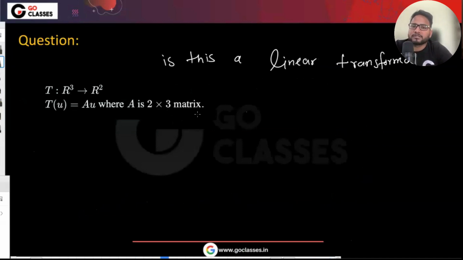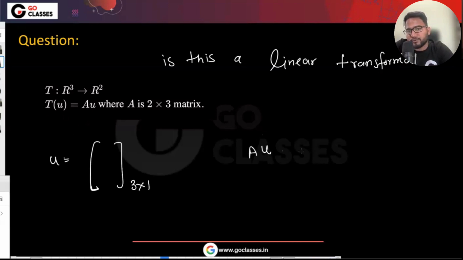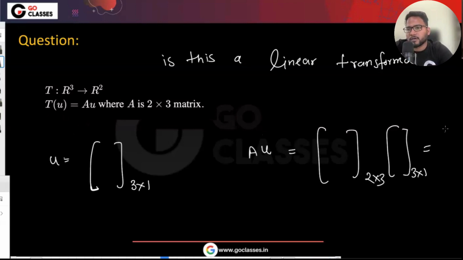Just check it. Take your time and check it. A could be some random matrix, which is 2 by 3, and T of u is defined like this. If u is a 3 cross 1 vector, then what is the dimension of Au? It is 2 cross 3 times 3 cross 1. What is the dimension of Au? It is 2 cross 1, right? Which means it is from R3 to R2.